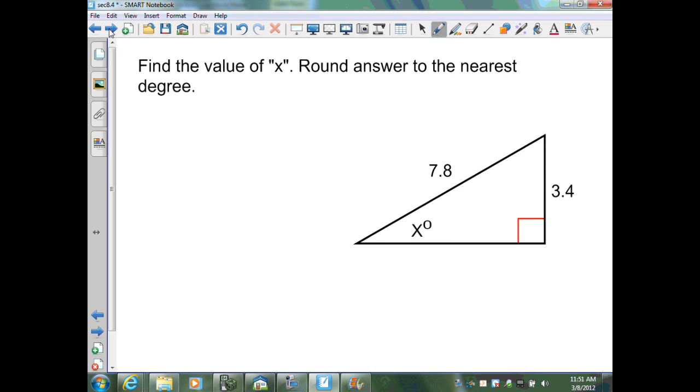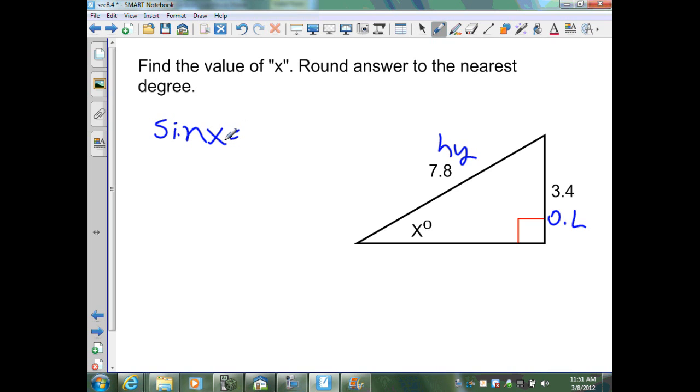Let's look at an example. Here we want to find the value of x. Round the answer to the nearest degree. X is given as an acute angle in this right triangle. What I want to do is identify the legs and hypotenuse associated with that angle. Here I have 3.4 as a measure of a side. That is defined as the opposite leg to my given angle. Since 7.8 is opposite to the right angle, this is the hypotenuse. Now I have to determine what trig ratio is associated with opposite and hypotenuse. That is going to be the sine ratio.